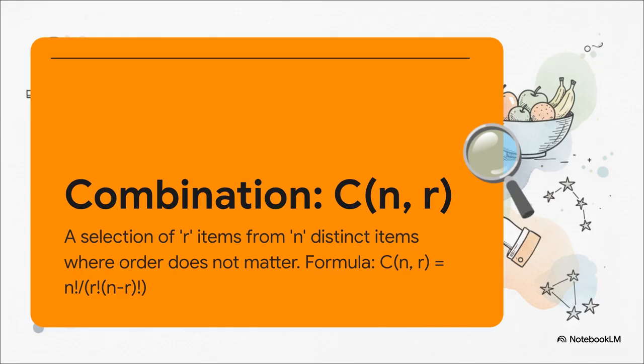Now look closely at that formula. You see that extra R factorial on the bottom? That's the secret sauce. Its whole job is to divide out all those duplicate arrangements that a permutation would have counted. This makes sure we only count each unique group one time.